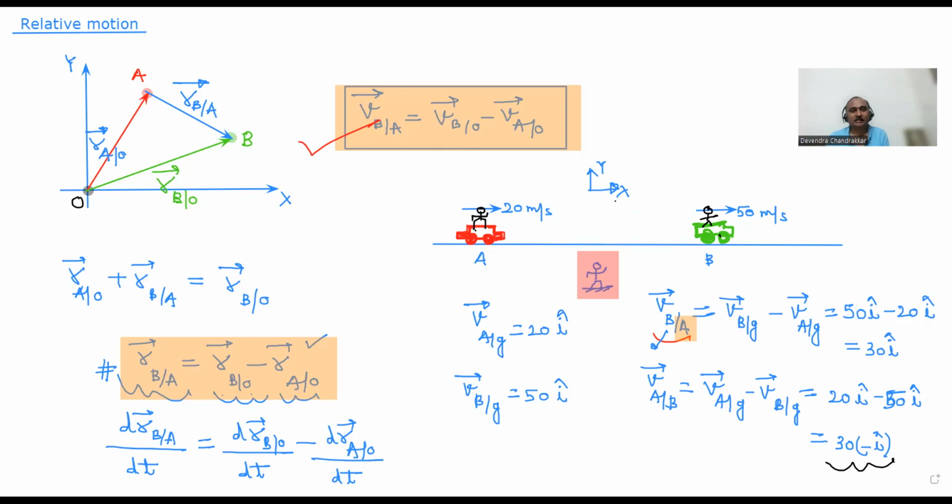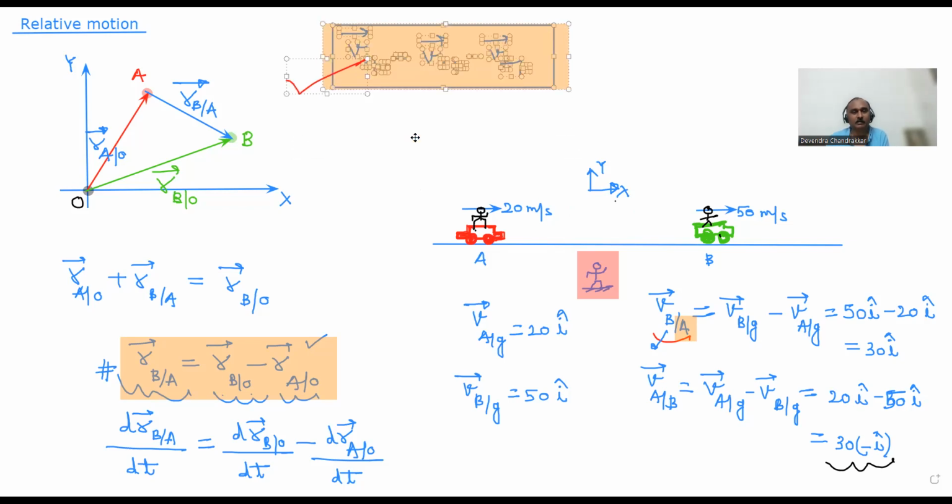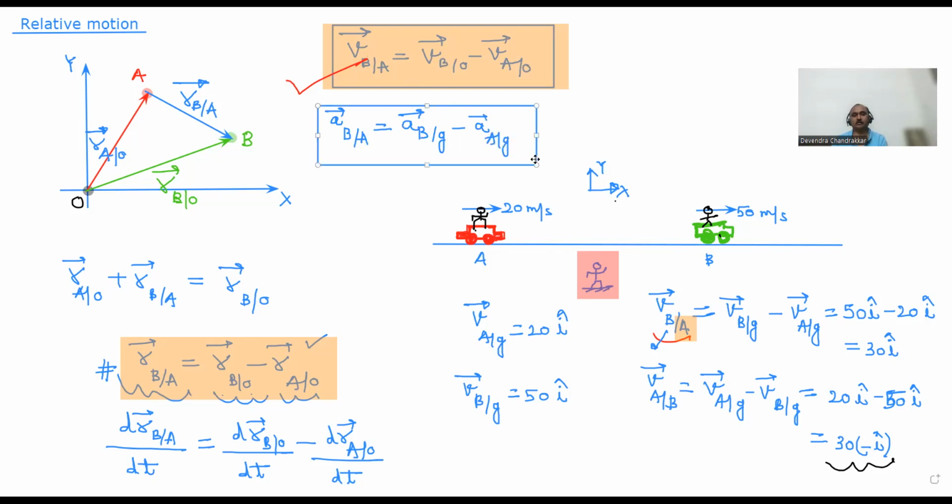इसी में when we differentiate it with respect to time, again the velocity vector, when we differentiate the velocity vector with respect to time, again it's aBA, and this is equal to aBG minus aAG. I hope this is clear to all of you. Yes or no? Yes, sir. लिखो, इसको कंप्लीट करो. 1 मिनट दे रहा हूं, जल्दी से लिखो.